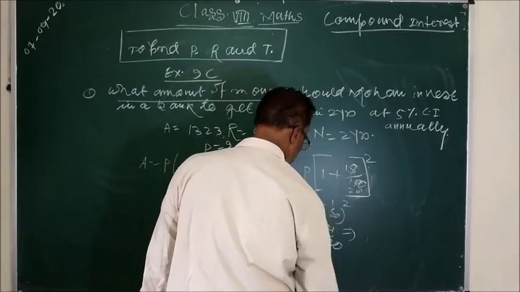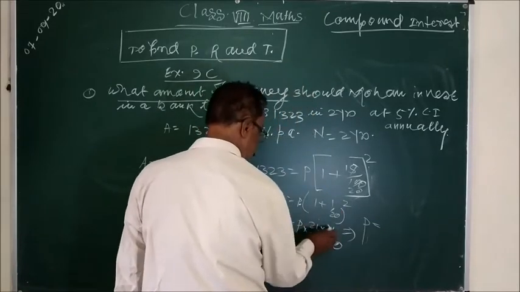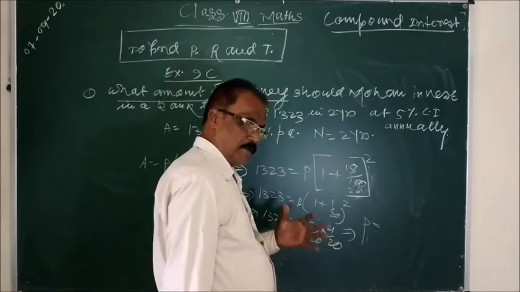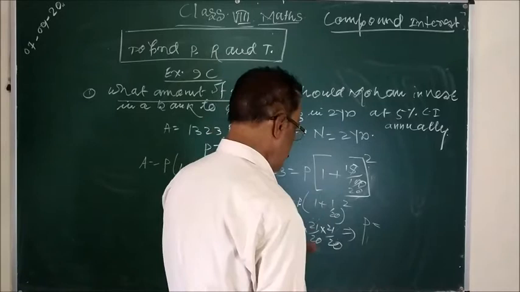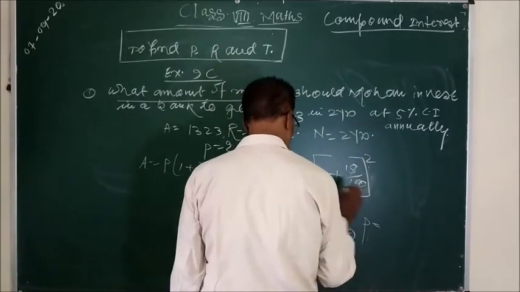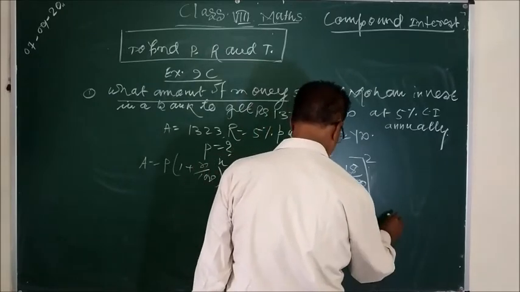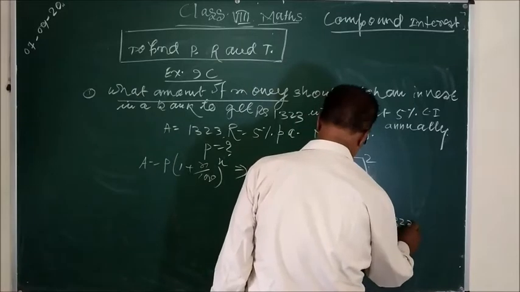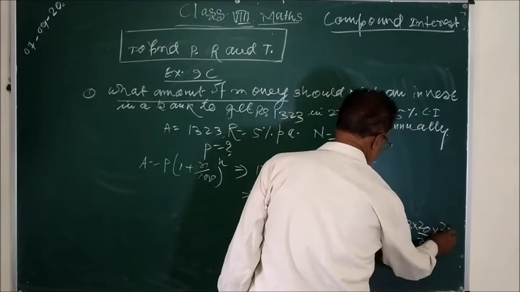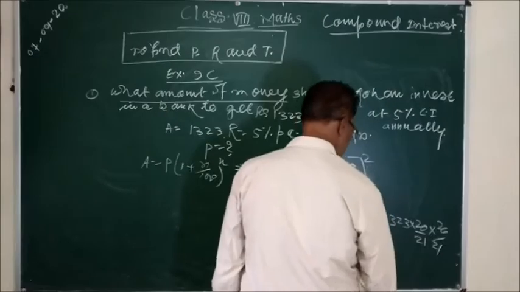इसका मतलब क्या हुआ? Now you have to find P. So you have to transfer these two from right to left, and you have learned what rule is followed when we transfer one quantity from one side to the other side. This is into, so it will become division. 1323 into 20 by 21 and again 20 by 21. That's all. इसको सिंप्लीफाई करते हैं.